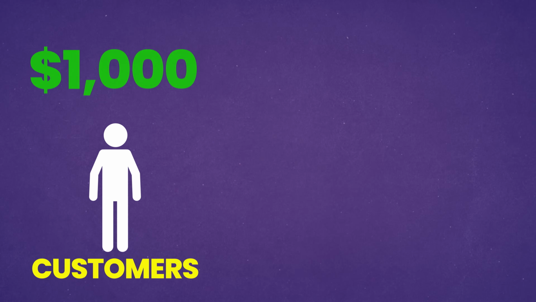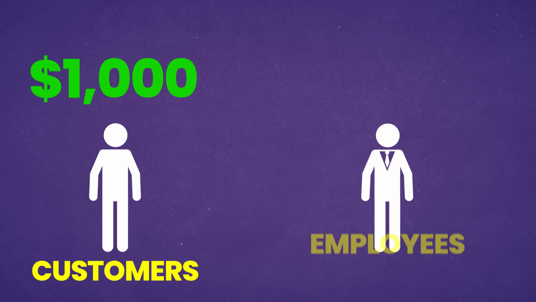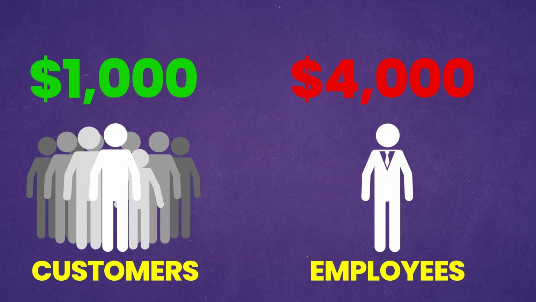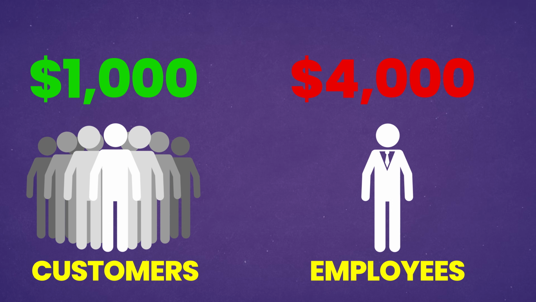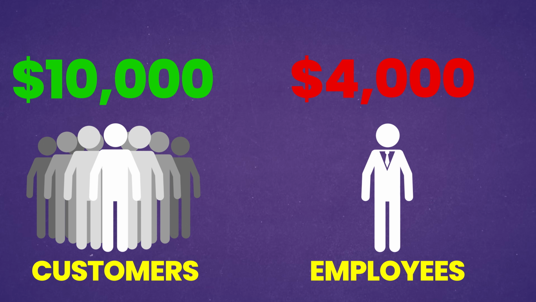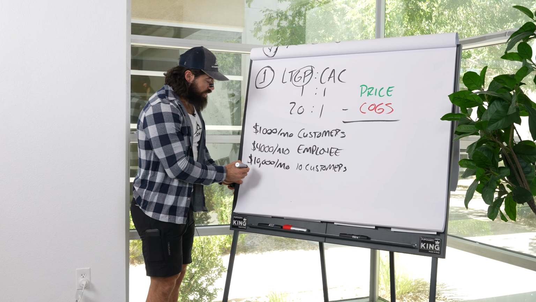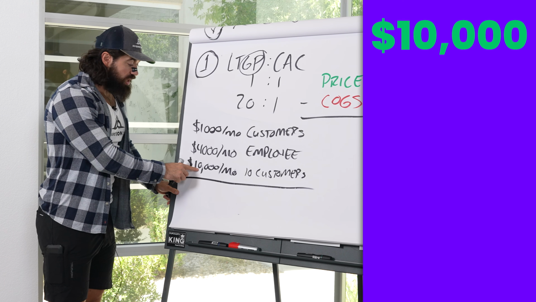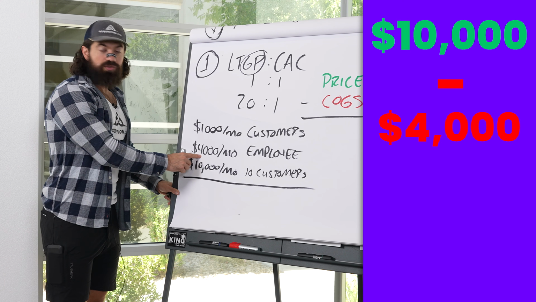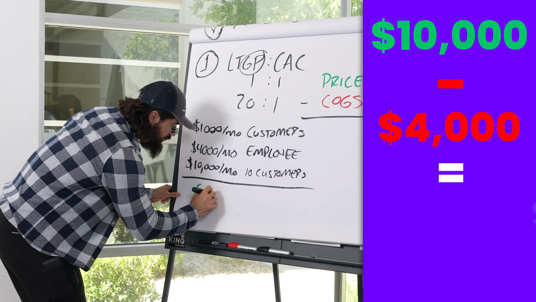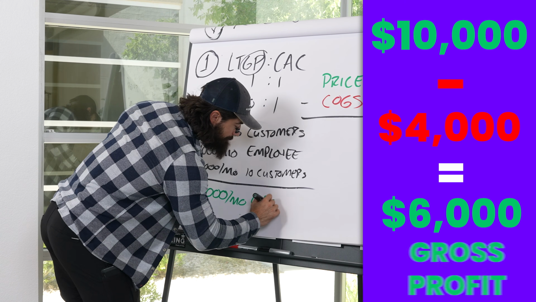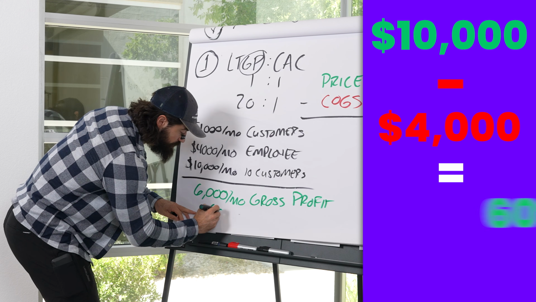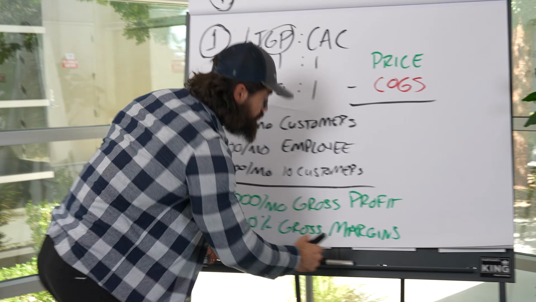If I sell customers for $1,000 a month, and I have an employee who costs me $4,000 per month, and each employee can handle 10 customers. That means each employee handles $10,000 per month for 10 customers. So now all we have to do is say, what is our gross margin? We're gonna take the $10,000, we're gonna subtract $4,000 from it, and that gives us $6,000 per month gross profit, which you'll sometimes hear expressed as a percentage, which would be 60% gross margins. Both of these are the same thing.